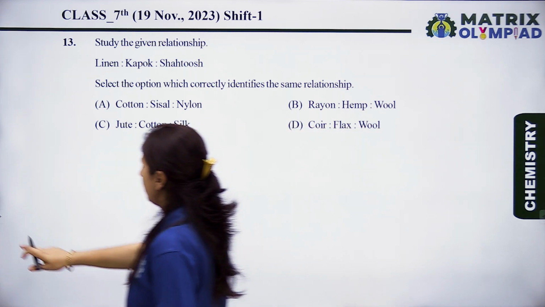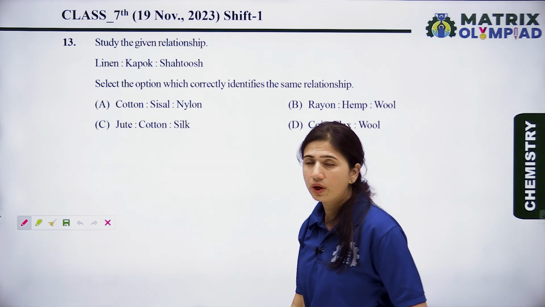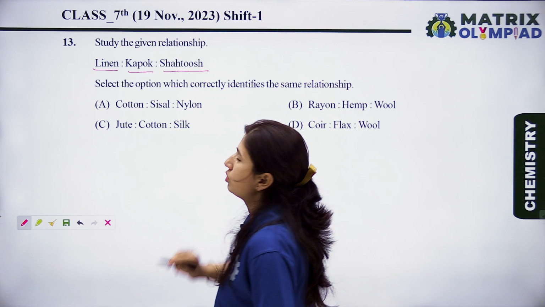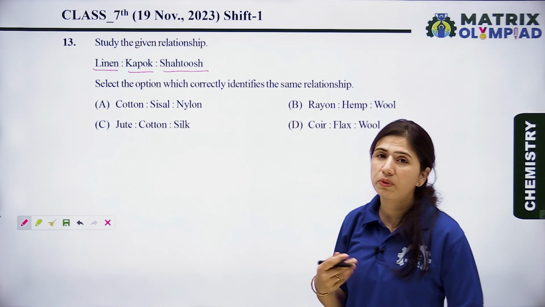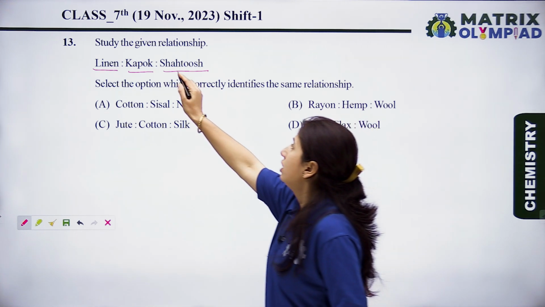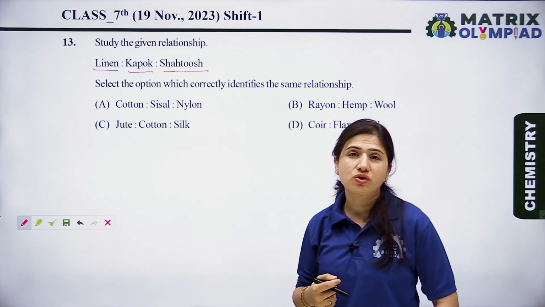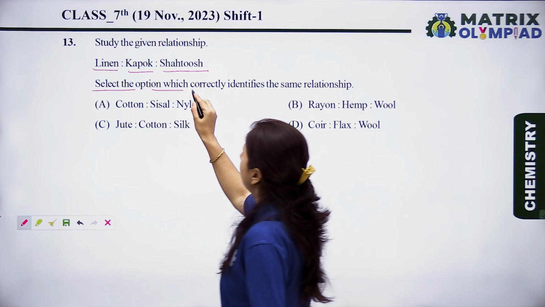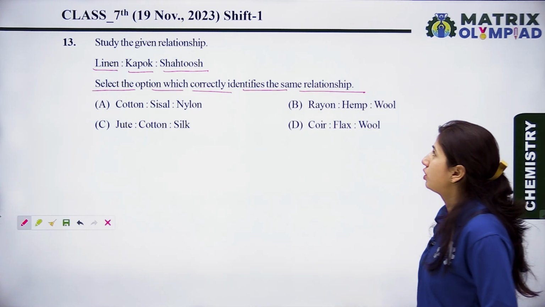The next question is, study the given relationship. Okay, now let's see the relation: linen, kapok and sehtoos. Linen and kapok are fibers which are generally obtained from plants, and sehtoos is a fiber which is obtained from an animal called chiru. So now let's see the options.